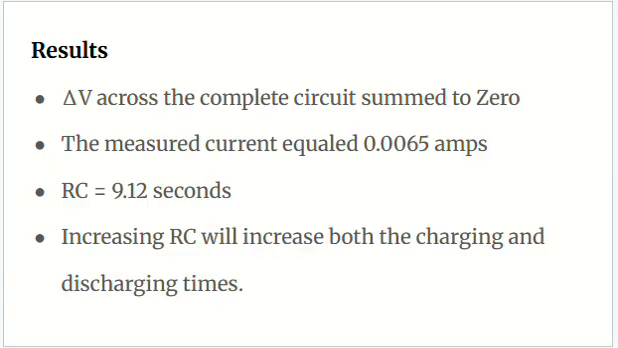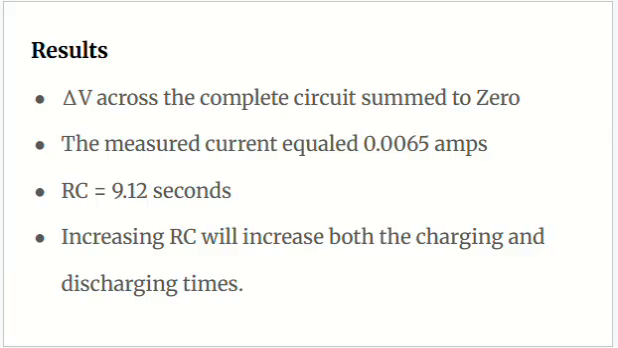The results we found was that the delta V across the complete circuit summed to 0, which is great. That coincides perfectly with Kirchhoff's voltage law, saying that the sum of voltages in a complete loop should equal 0, since if you take the delta V of your start and your finish, where your start equals your finish point, it's going to be 0. Something similar to average displacement over time.